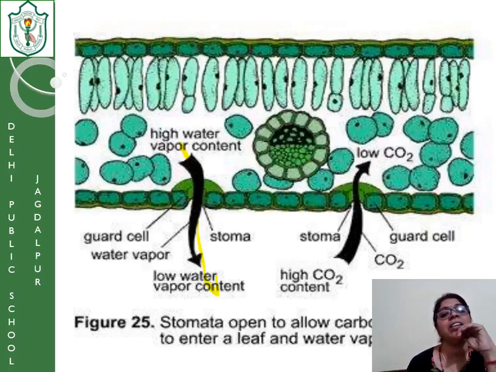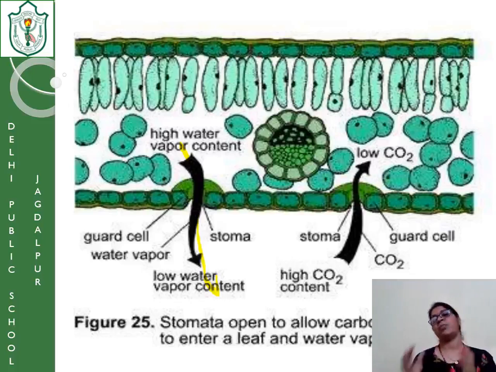Carbon dioxide enters, so what happens? The process of photosynthesis starts taking place. Water is present inside, carbon dioxide is present inside, chlorophyll is already present there, and the sunlight is trapped. So what happens? The water splits up into hydrogen and oxygen, hydrogen combines with the carbon dioxide, and the carbon dioxide changes into glucose and the oxygen is released.